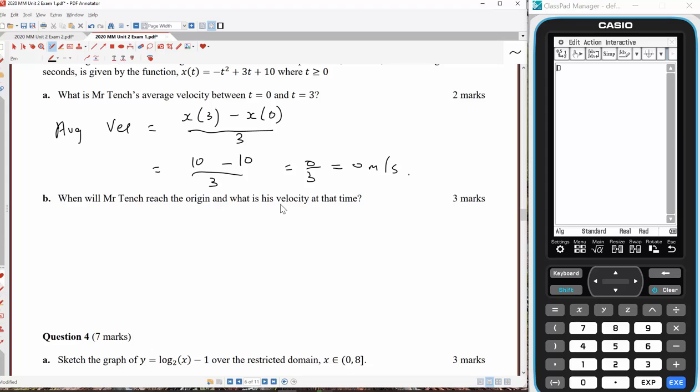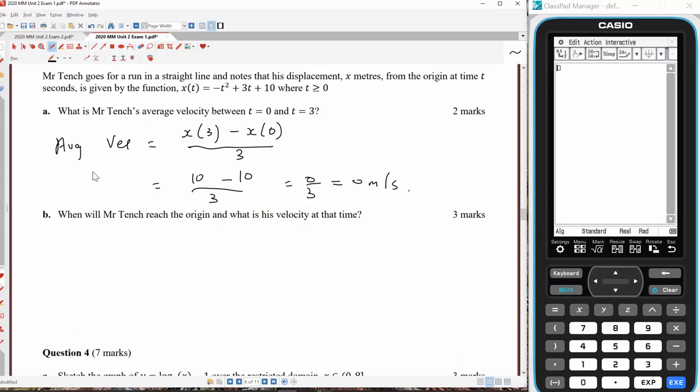When will Tench reach the origin? What is his velocity at that time? So to get when he reaches the origin, we're going to find out when his position is at the origin. So I'm going to say 0 equals negative t squared plus 3t plus 10. So what I want to do is solve that. So I'm going to divide both sides by negative 1.